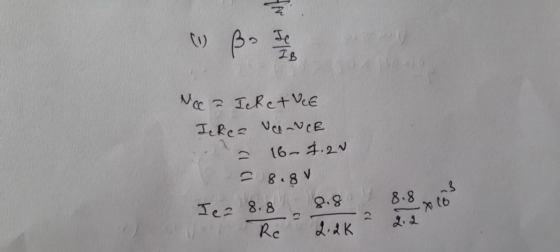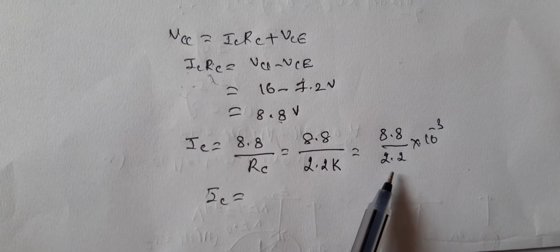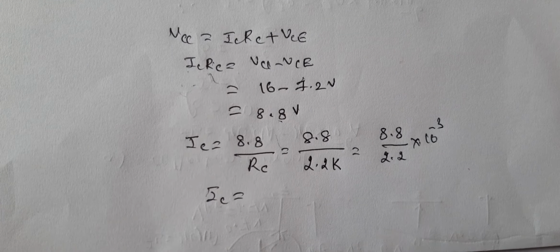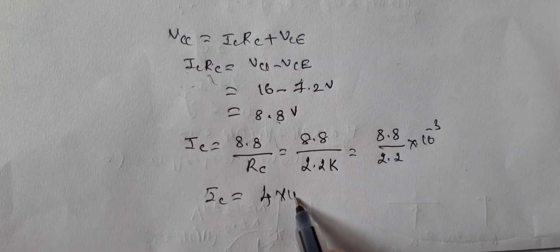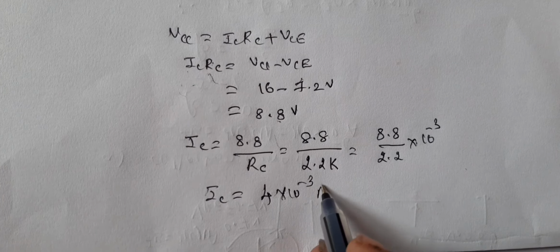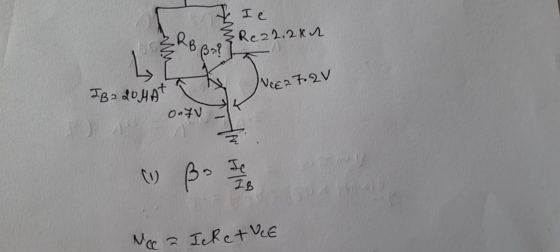Therefore, IC is equal to 8.8 by 2.2, which is 4, into 10 power minus 3. The unit is ampere. Therefore, this is equal to 4 milliampere. 10 power minus 3 is milli. So, once you know the collector current IC, you can calculate beta. IB is known, IC is calculated. Therefore, beta equals IC by IB.